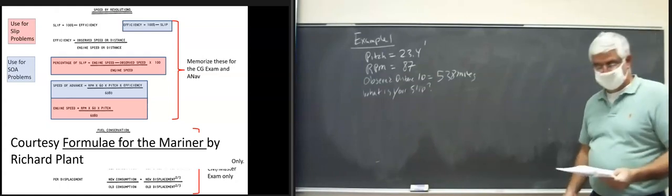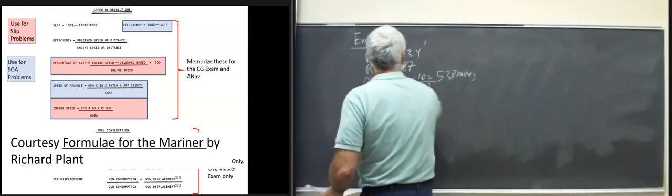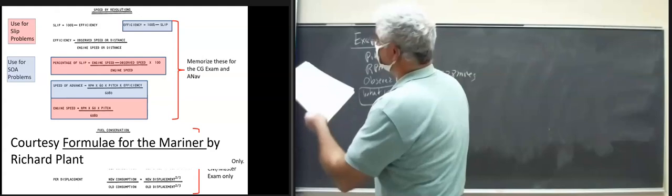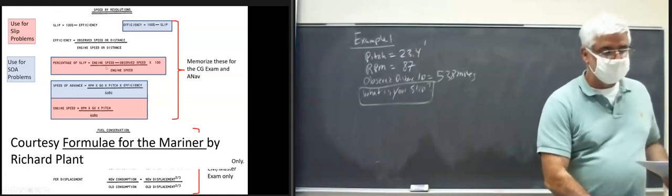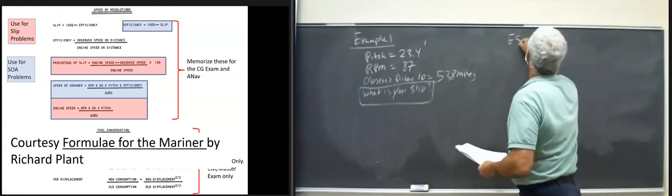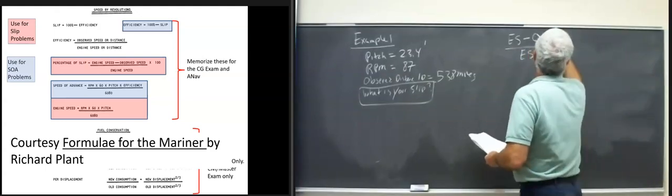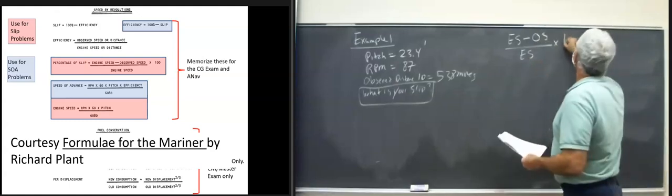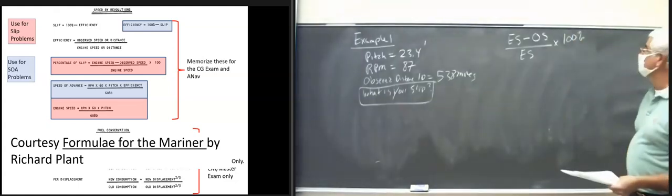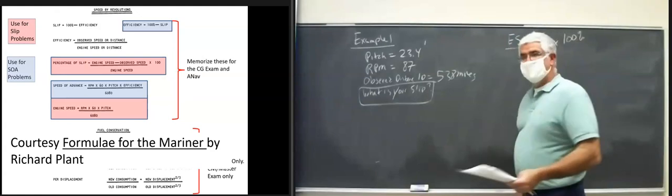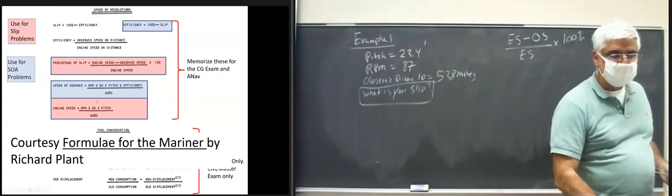Looking at your formula sheet, we're trying to figure out our slip, so I look for a formula about slip. There's a formula right here, percentage of slip. The formula is engine speed minus observed speed, over engine speed, times 100. That puts it into a percent. Great. So, engine speed. Where's the formula for engine speed? Oh, here it is right here.